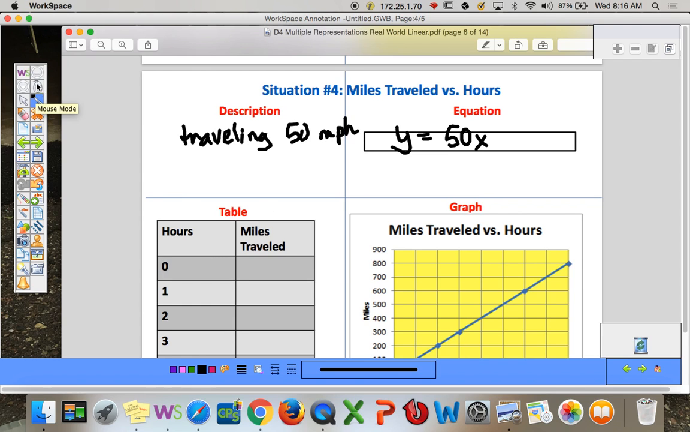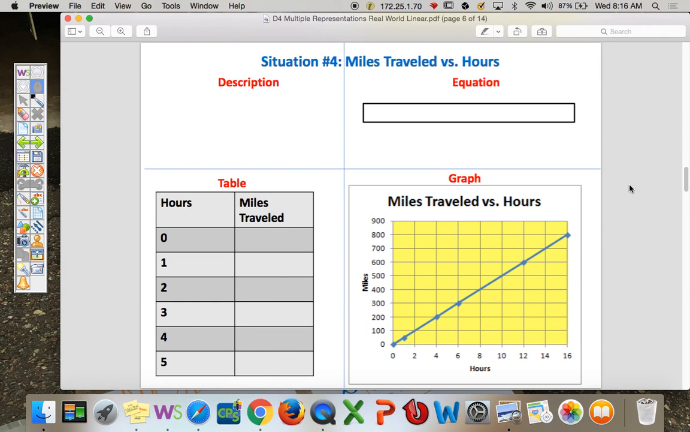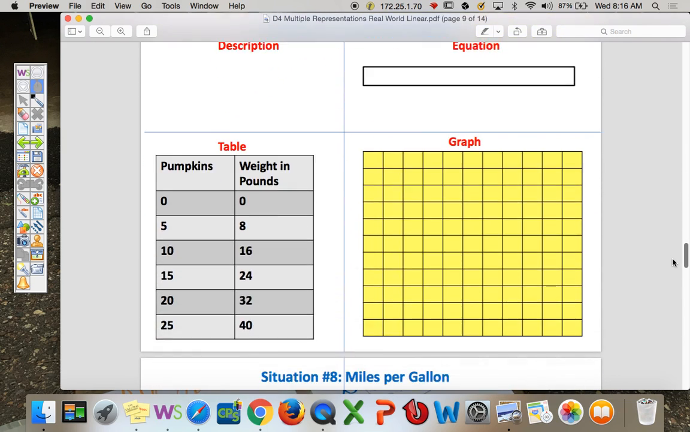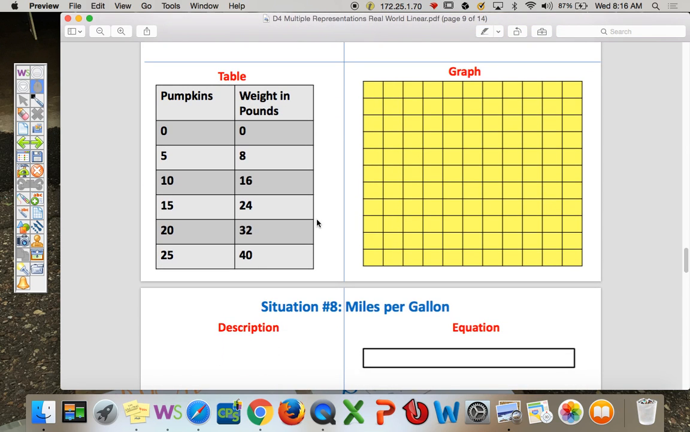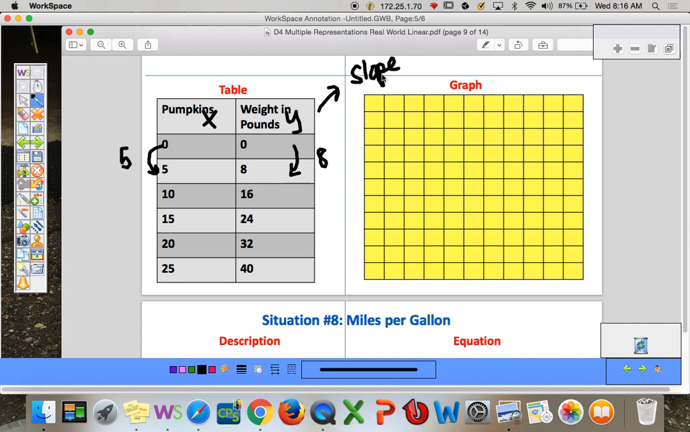Okay. All right, so for your assignment, you're going to do one of each of these situations where I give you one, either the description, equation, table, or graph, and you have to come up with the other three representations. And one that I think we'll do in class together is the pumpkin weights one. Again, just looking at the slope. So the y-intercept here is 0, but the slope, notice it's not going up by 1s. This one's going up by 5s. And the weight in pumpkins is going up by 8. So here the slope is rise over run. And again, it's change in y, which is 8, over change in x, which is 5. So our equation would be, we start at 0, but our slope is 8/5 x.